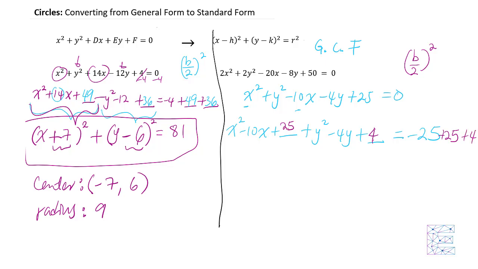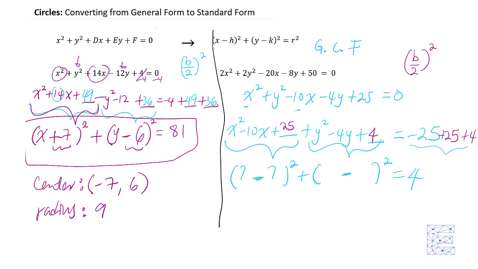Once again, working out the right side is easy because these are just straight up numbers. Negative 25 plus 25 is 0. 0 plus 4 is just 4. And of course, on the left side, we now have the 2 quadratic equations, which factor beautifully because we are completing the square. So go ahead and set up the 2 parentheses for each one. Again, always copy the first sign for each one. So the first sign here is a negative, so that's a minus. The sign here is also a negative, so that's a minus.